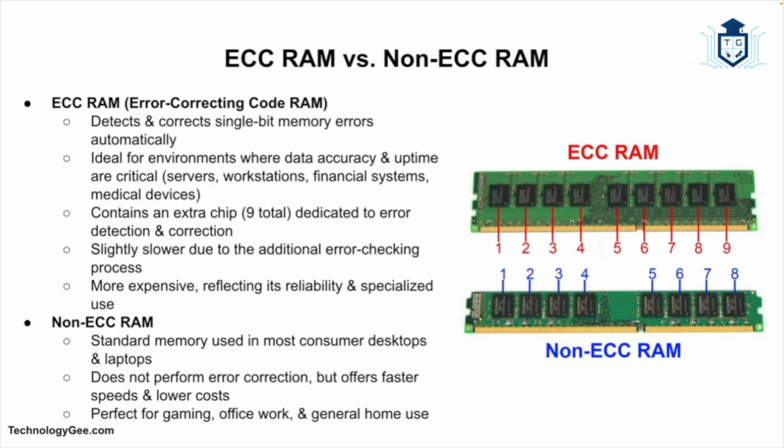And when it comes to ECC RAM, this has an extra memory chip on each stick that handles error detection and correction. However, ECC RAM can be slightly slower due to the error checking process, and it can also be more expensive because of the extra reliability.